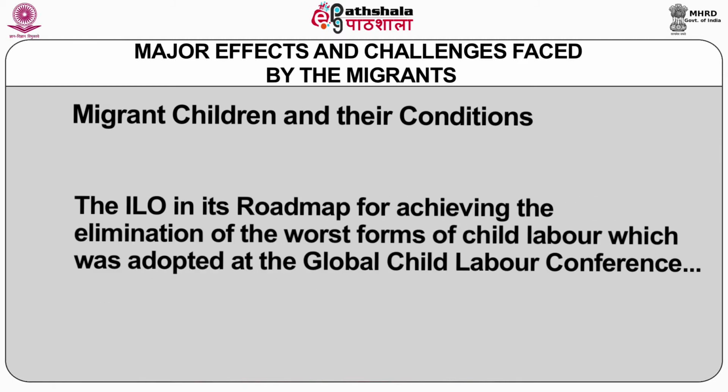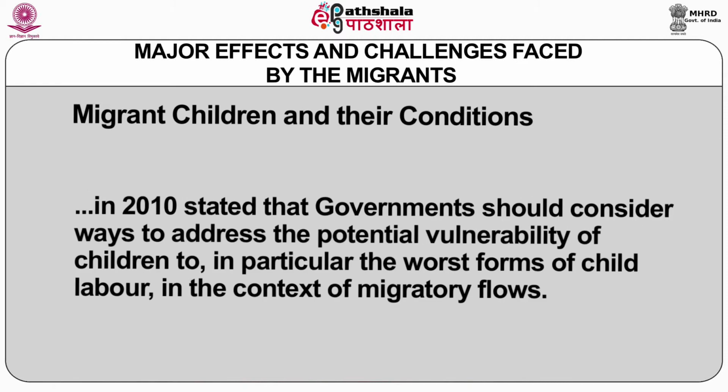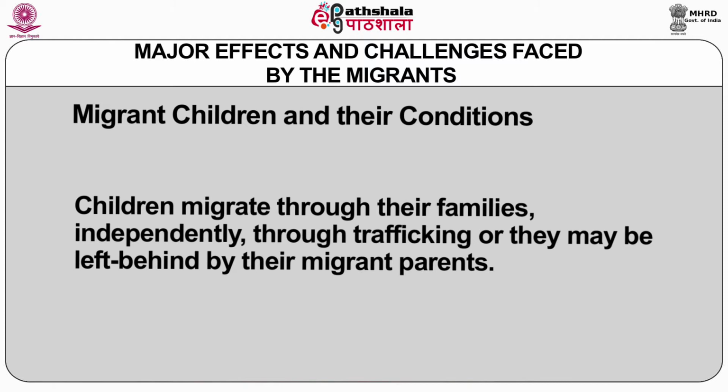The ILO, in its roadmap for achieving the elimination of the worst forms of child labor, which was adopted at the Global Child Labor Conference in 2010, stated that governments should consider ways to address the potential vulnerability of children to, in particular, the worst forms of child labor in the context of migratory flows. Children migrate through their families, independently, through trafficking, or they may be left behind by their migrant parents.